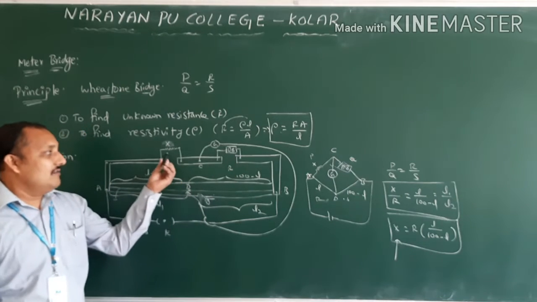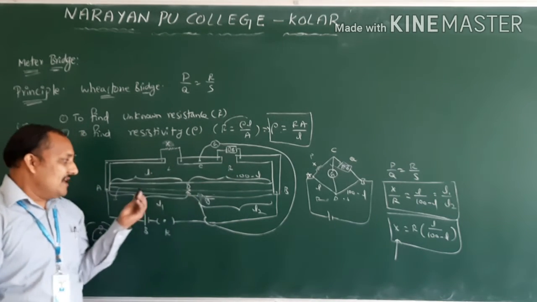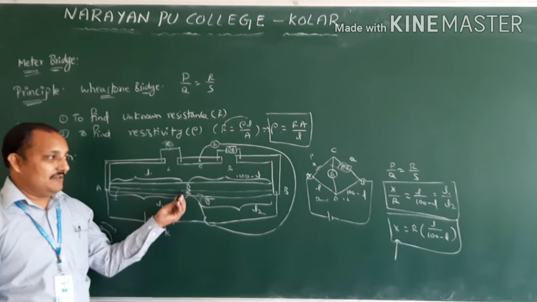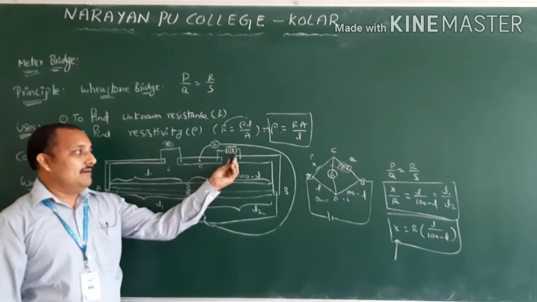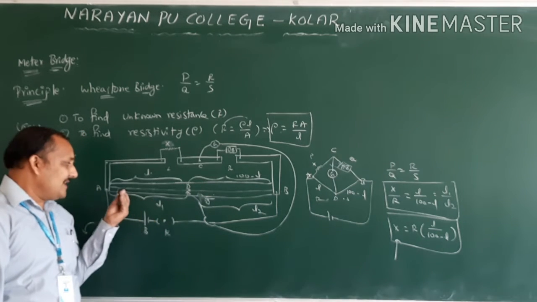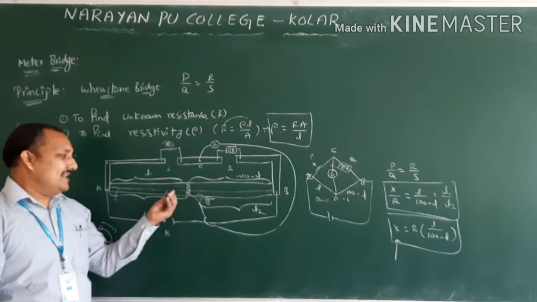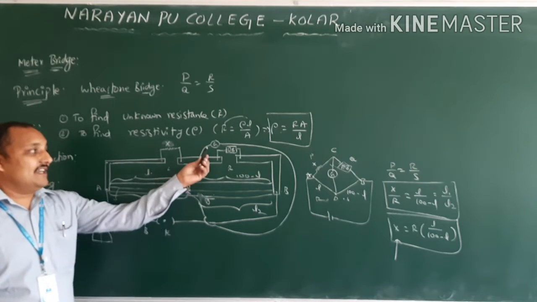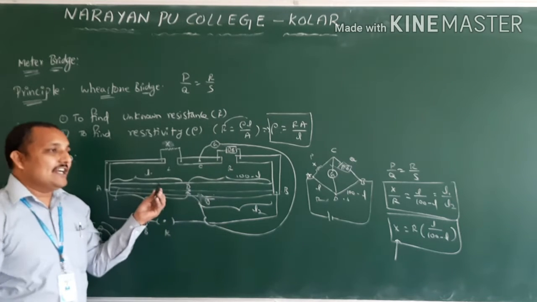How we will do it: we will connect one wire here. In right gap we will keep 1 ohm. For 1 ohm, we have to find where we are getting the balancing length. Next, we will do the same thing here. In right gap we will give 2 ohms. For 2 ohms again we will find the null point. Null point means where the resultant deflection in the galvanometer is going to be 0. This process will be continuous.